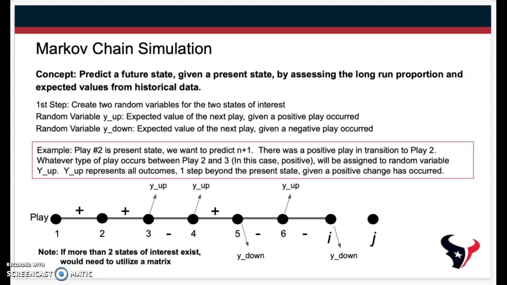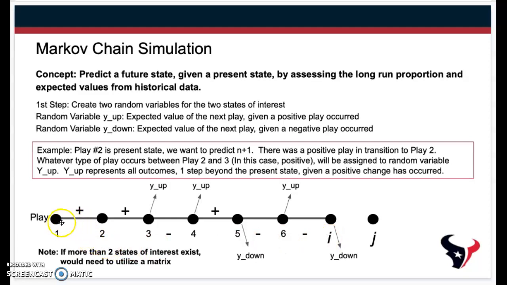So we've talked a little bit about what a Markov chain is, but to give a visual, to predict a future state given a present state, if we look at the number line and we look at the plays in sequence, so from play 1 to play 2 to play 3, all the way to play I, and we want to predict play J based on what we saw in the transition to play I, this would be a little bit what it looks like.